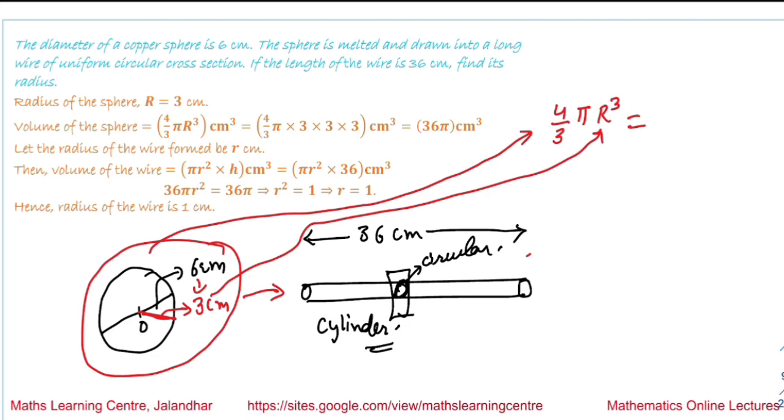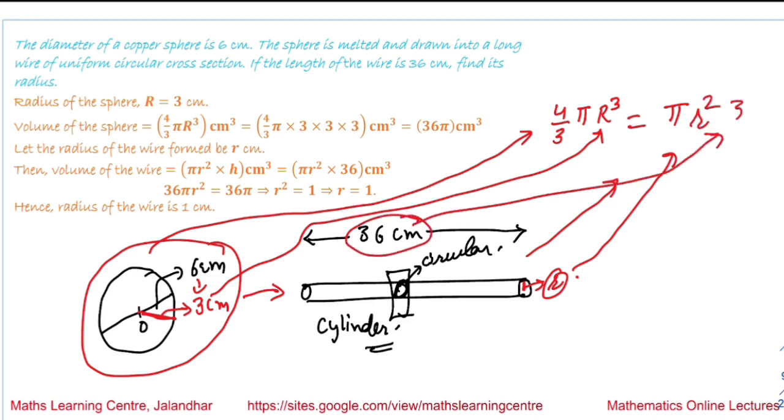Now the volume of this cylinder, it is pi radius. Suppose we are saying the radius of this cylinder is small r, so it is pi r square, and height it is 36. Now the radius over here, it is 3 cube. So what we get is 4 by 3 into 22 by 7 into 3 into 3 into 3, that is equal to pi r square into 36.